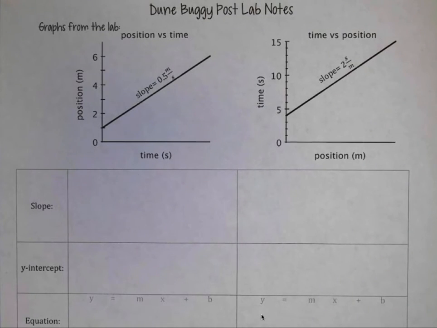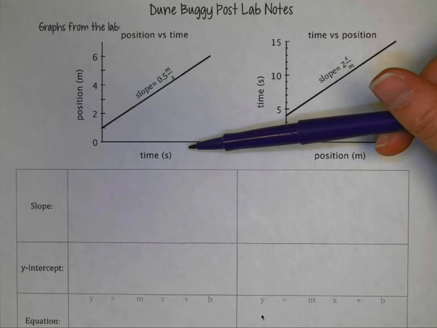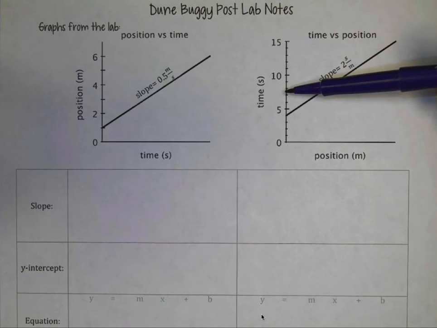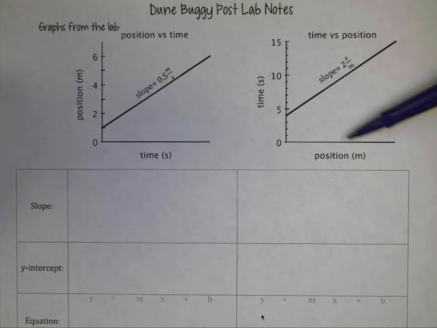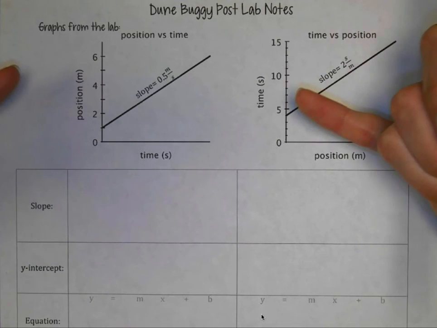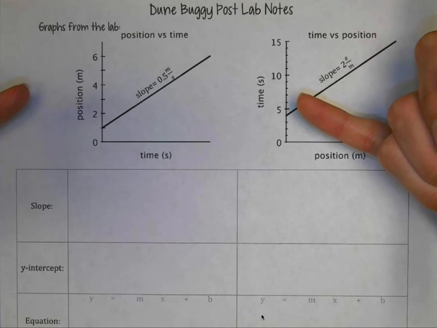Okay, in the lab we looked at position and time and how those two variables were related. So you had the dune buggy, it was moving, and you either picked which times you wanted to record the position at, or you picked what positions you would record the time for. And that again tells us which one was your independent variable, which would be on the x-axis, or your dependent variable, which would be on the y-axis.